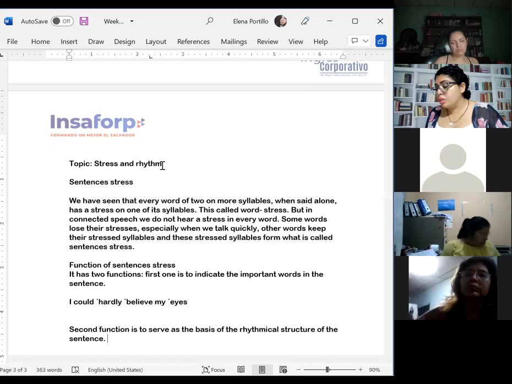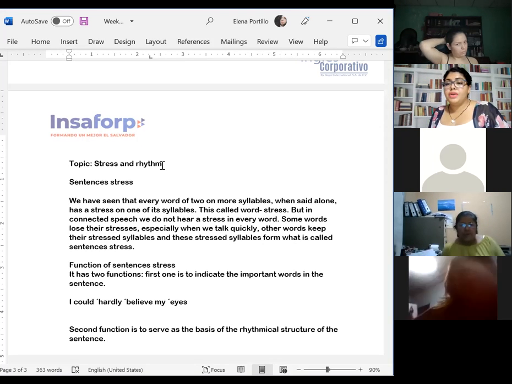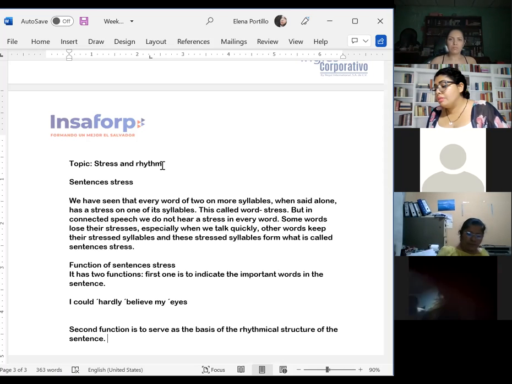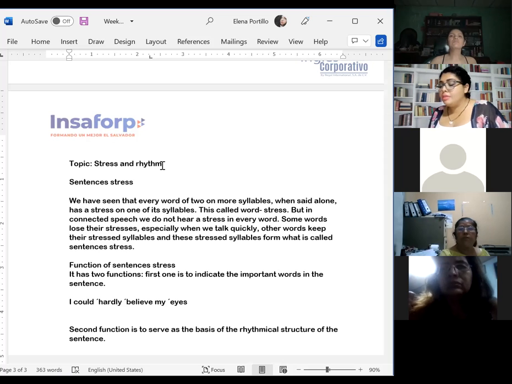We have an example, "very good". And we have the pronunciation, "very good". But when we have "not very good", "not very good", we are marking the time.